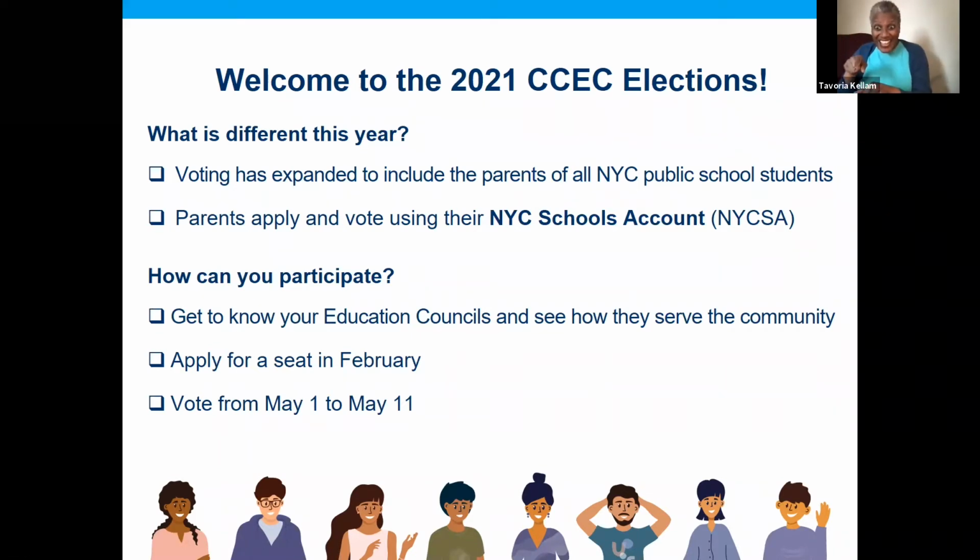So if you want to be a candidate for a community or a citywide education council, it's really important to find out about CECs. The best way to do this is to attend a CEC meeting in your district or a citywide meeting. And all councils have websites as well as a lot of information on the DOE website, which is schools.nyc.gov. And currently all council meetings are online, so it's really easy to stop by and check it out.